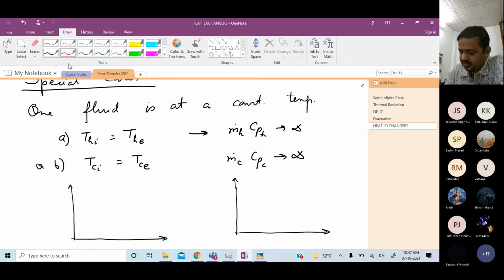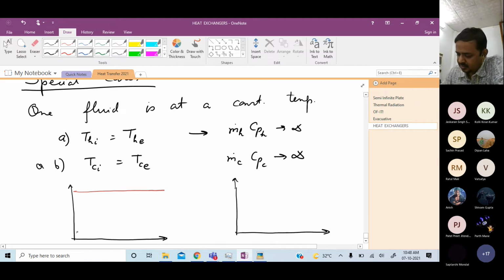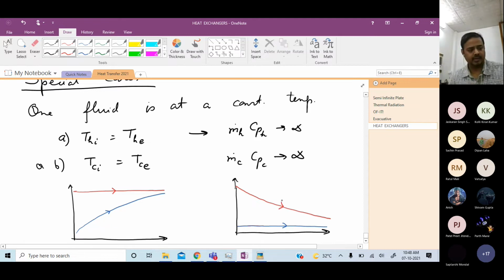In the first case, the hot fluid temperature doesn't change, and the cold fluid temperature keeps increasing. In the second one, my cold fluid temperature does not change, sorry, and my hot fluid temperature keeps decreasing. Okay.